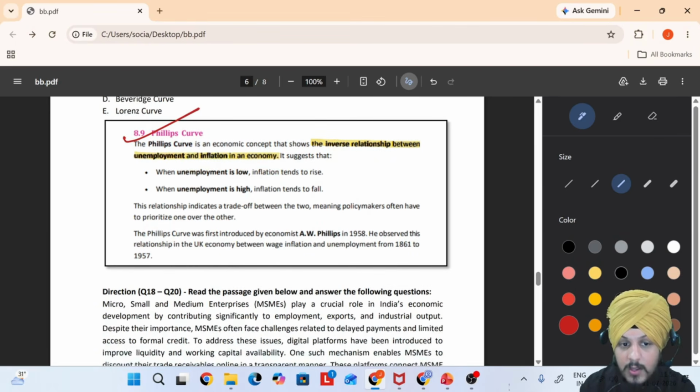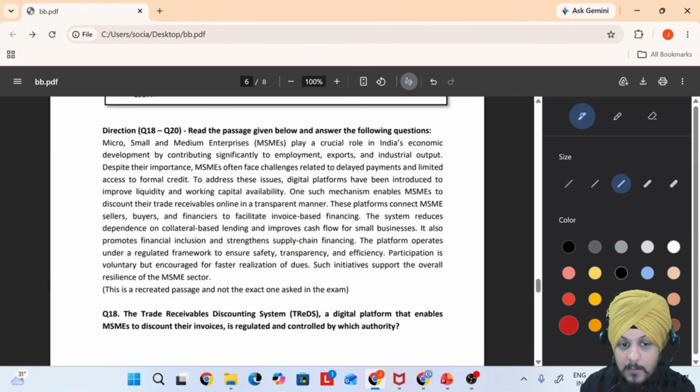Now, the next one is another passage which is related to MSMEs. It says that MSMEs play a crucial role in India's economic development by contributing significantly to employment, exports, and industrial output. Despite their importance, MSMEs often face challenges related to delayed payments and limited access to formal credit. To address these issues, digital platforms have been introduced to improve liquidity and working capital availability.